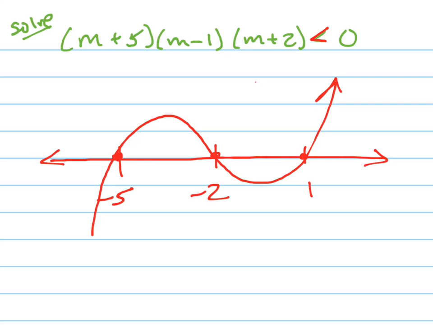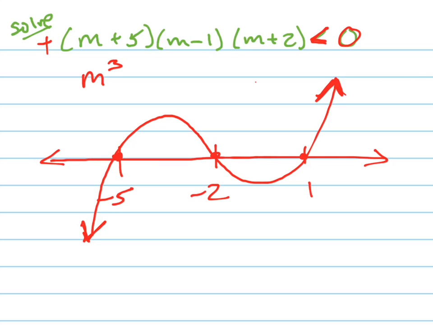How do I know it's got to do that? Because it's positive at the beginning. Because it's a positive leading coefficient, and it's a cubic. So the end behavior is down to the left, up to the right. That's why. So where is my graph less than 0?